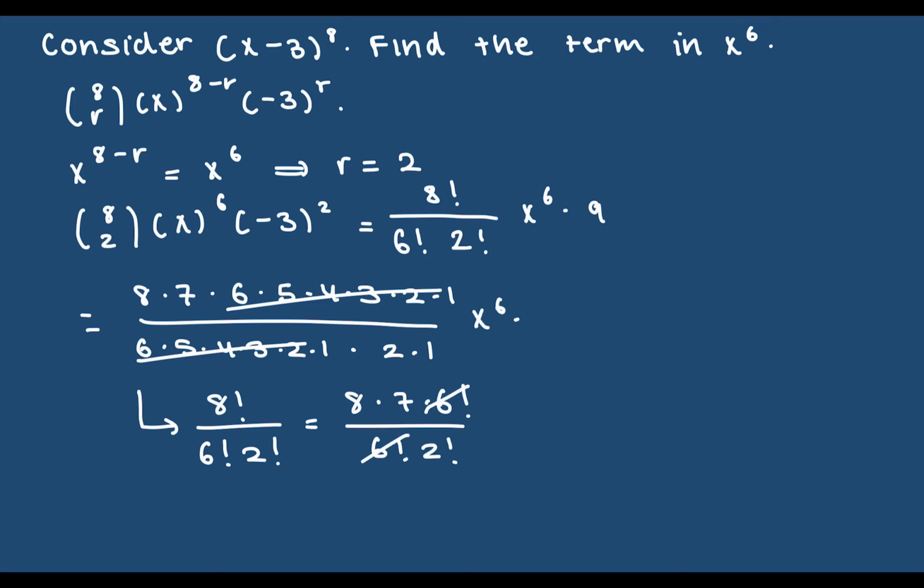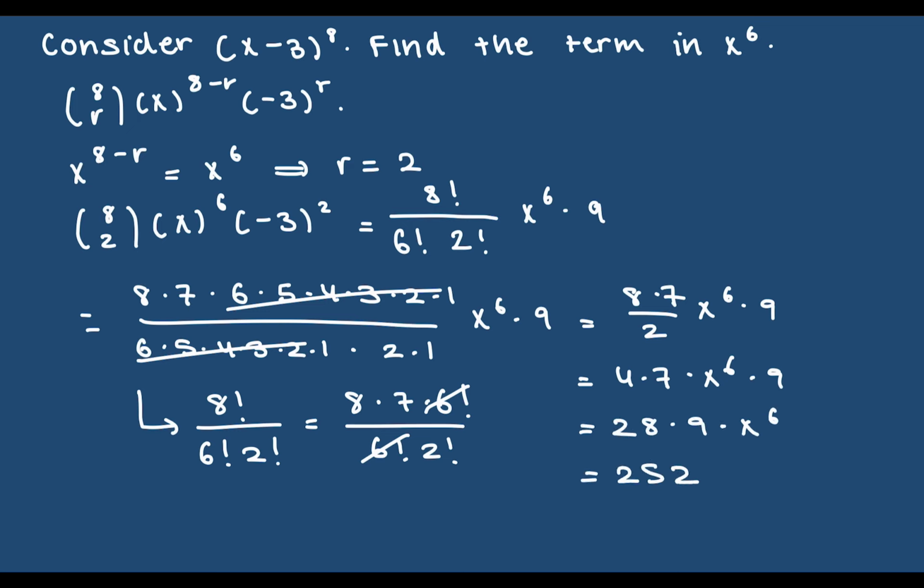Once you have that, it's 8 times 7 over 2 times x to the power of 6 times 9. Simplifying this, it's 4 times 7, right? The 8 we divide by the 2. And doing this with a calculator, because I cannot do this in my mind, I wish. This is going to turn out to be 252x^6. I hope you got the gist here. Great. Next question, we're ramping up the difficulty again.